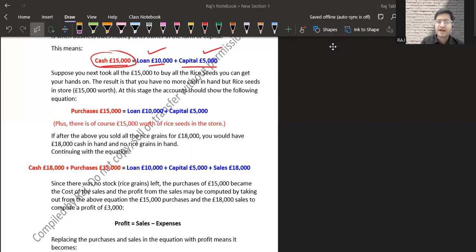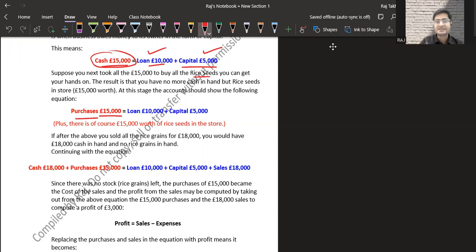A went to the market and, for his rice plantation, he bought rice seeds. He used the entire sum of money that he has and bought seeds worth 15,000 pounds. So now can I say this purchase of 15,000 pounds is something which Mr. A has in the form of seeds? Can I say that Mr. A in his inventory or in his stock has 15,000 pounds worth of seeds?